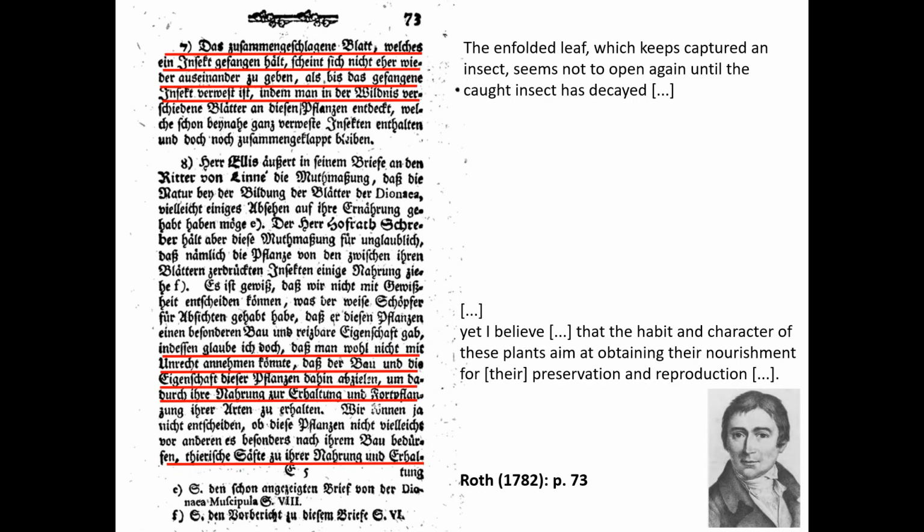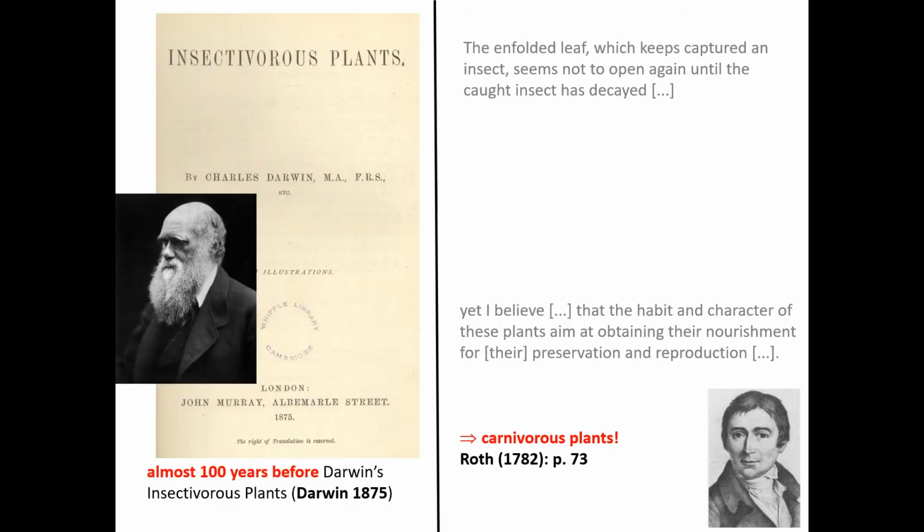And in this, he wrote that the enfolded leaf, which keeps captured an insect, seems not to open again until the caught insect has decayed. Yet I believe that the habit and character of these plants aim at obtaining their nourishment for preservation and reproduction. He published this in 1782, so clearly theorizing that these are carnivorous plants. This was almost 100 years before Charles Darwin published his famous book, Insectivorous Plants.